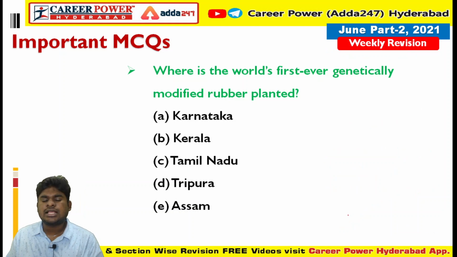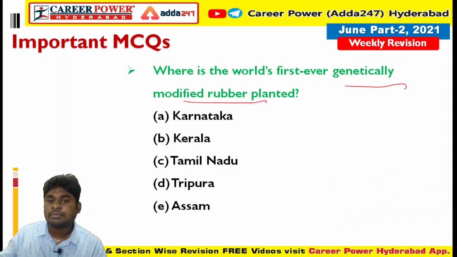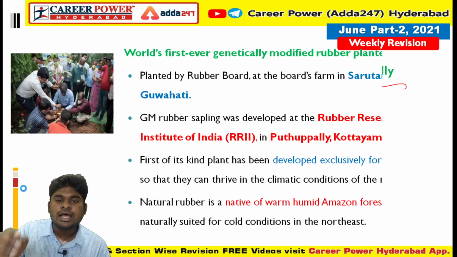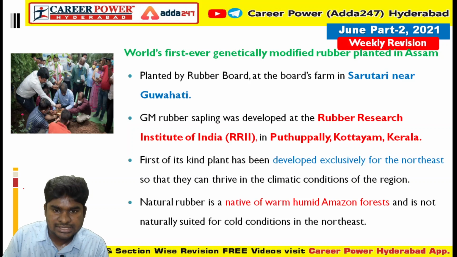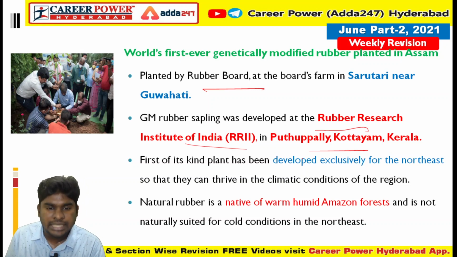So the next question is, where was the world's first genetically modified rubber plant planted? Answer is Assam. This genetically modified rubber plant was planted in Assam. It was developed by the Rubber Board, Rubber Research Institute, which is present in Kottayam, Kerala.